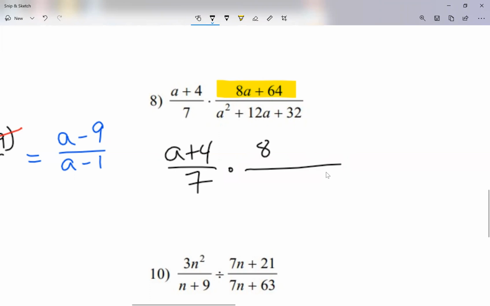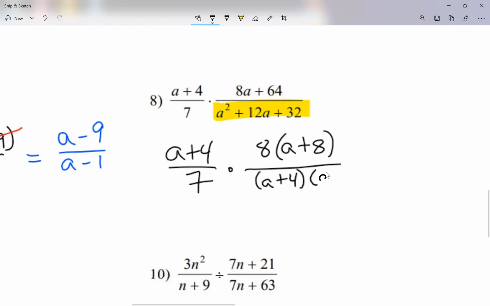Let me write an 8. So I'm going to divide both by 8, and I'm going to do this parentheses. We're doing the distributive property backwards, okay? So each of those numbers, let me divide by 8, and I'm going to get a plus 8. Okay. Now let me focus at the bottom of that fraction. A squared plus 12a plus 32. Again, questions 1 and 2 from our notes. We saw this yesterday, how to factor. Now, right, two numbers that multiply to equal 32, but when I add them equal 12. I'm looking at a plus 4 and a plus 8.